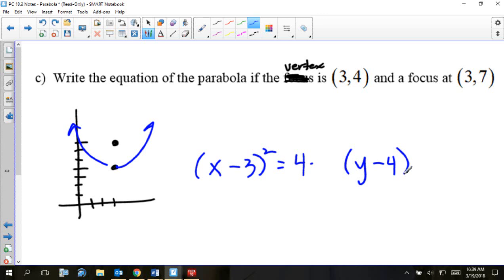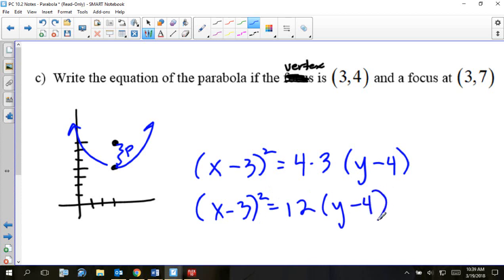Given the vertex, and once I plot my vertex and my focus, focus is above it, so it has to open up, which means x is squared. How do I find this value of p? Jenna, how can I find p? It is 3. So it's the difference between how high up the vertex is and how high up the focus is. 3. To simplify, x minus 30 squared equals 12 times y minus 4.